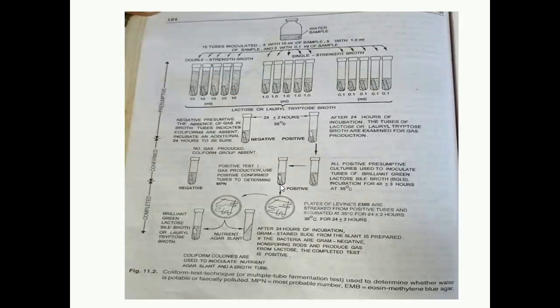Okay. This is the total flowchart: presumptive test, confirmed test and complete test. Here we are observing the presumptive test, that is 15 test tubes inoculated with inoculum and Durham's tubes. Then in the confirmed test, we are observing the positive results from the presumptive test are inoculated in EMB agar and observe the colonies. Next, complete test: these colonies are inoculated on slants and broth tubes. Then observe what result is present in that particular water.